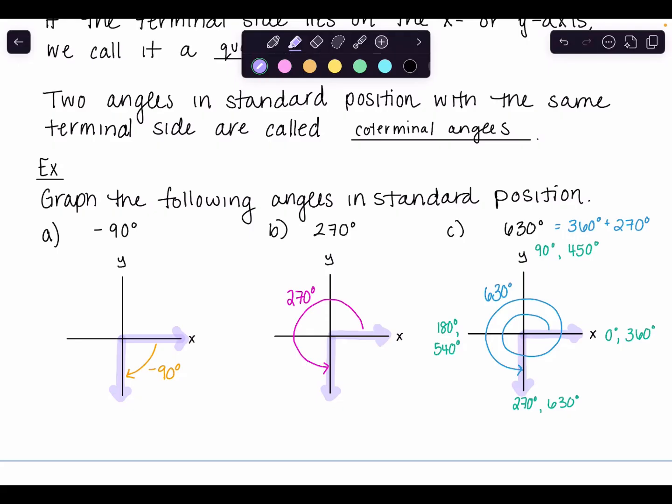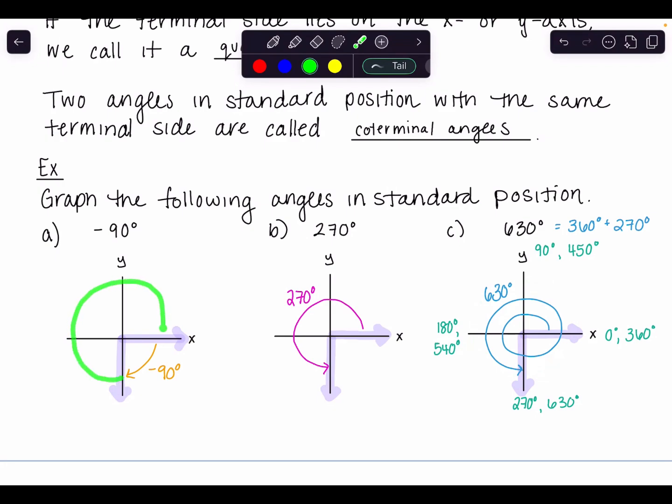So my terminal side is exactly the same. So all three of these angles are quadrantal and they are coterminal. Okay. So again, I can do this a lot. I can always add 360 and I'm going to land in the same spot. I can add 360 as many times as I want and go another revolution around and I'm going to land in the same spot, okay?